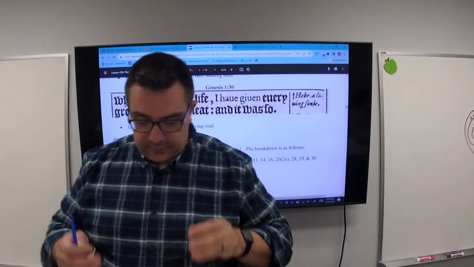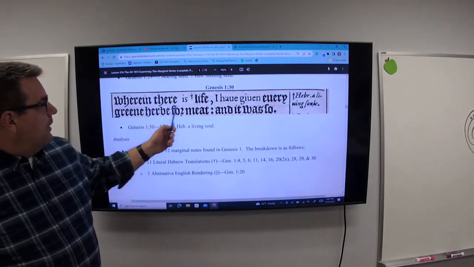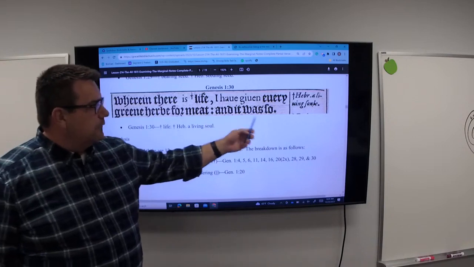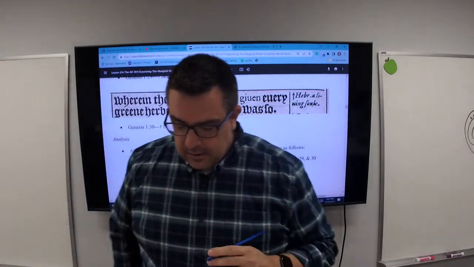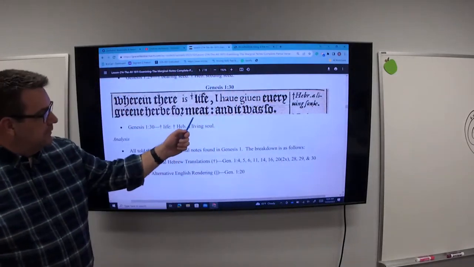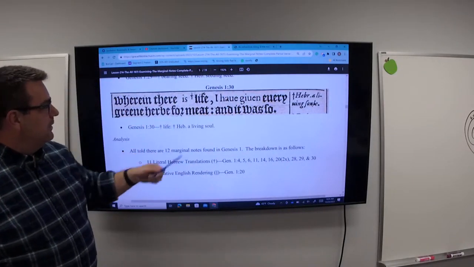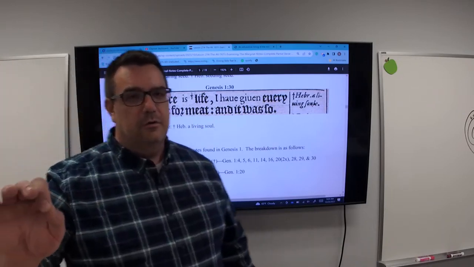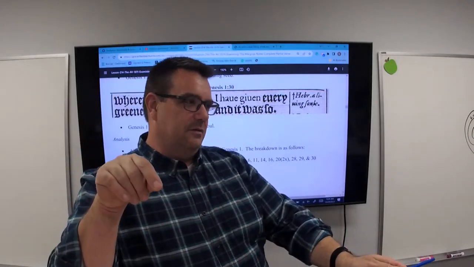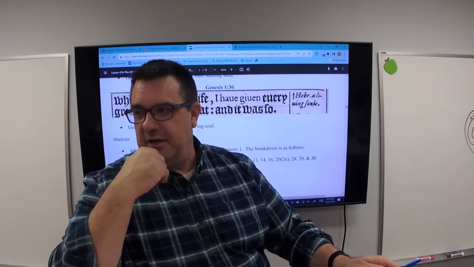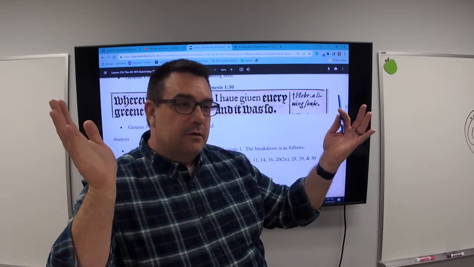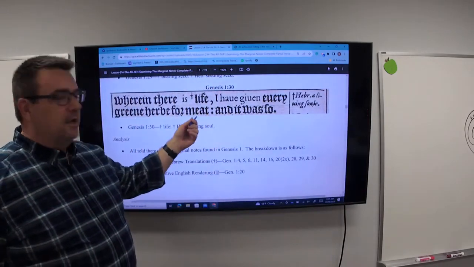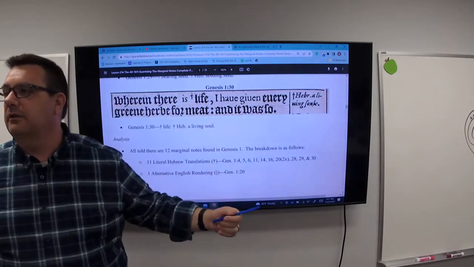Genesis 1:30 then is the last verse here. Wherein is life, I have given every green herb for meat, and it was so. Now, by the way, this word meat, he's talking here about every green herb for meat. So that tells you, is there an older meaning of the word meat that doesn't necessarily mean animal flesh? Yeah. It means any food source. So there's an older meaning of the use of the word meat here than the way we typically use it today.